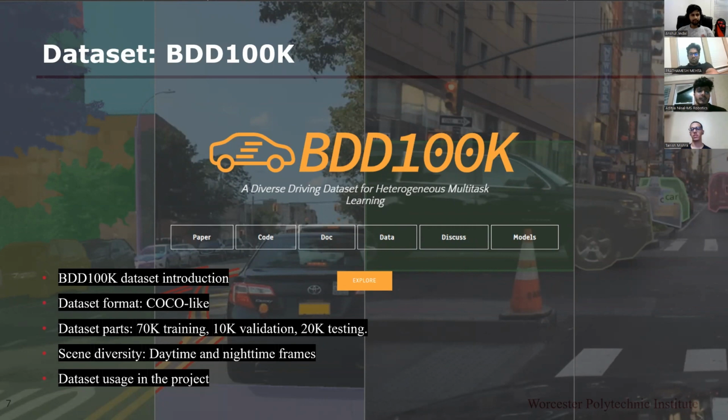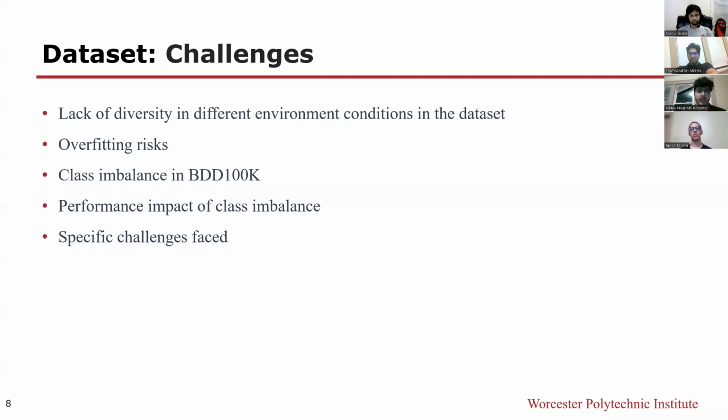The dataset offers diversity in terms of scenes, including both daytime and nighttime frames. This diversity helps a model to learn to detect objects in various lighting conditions at different times of the day. In our project, we use this dataset to evaluate our model based on the feature pyramid network with panoptic segmentation. The dataset provided us with the necessary data to develop an effective solution for traffic object detection, contributing to the advancement of autonomous driving systems.